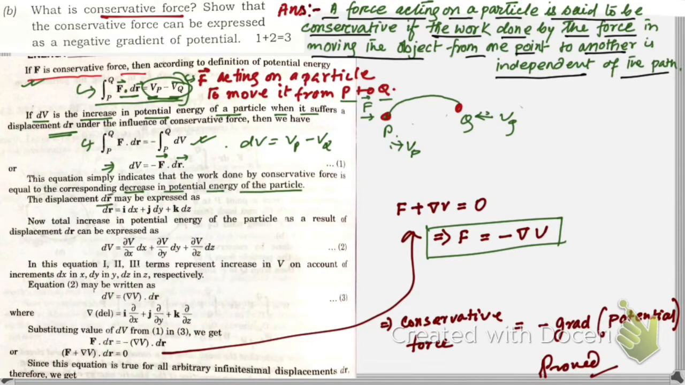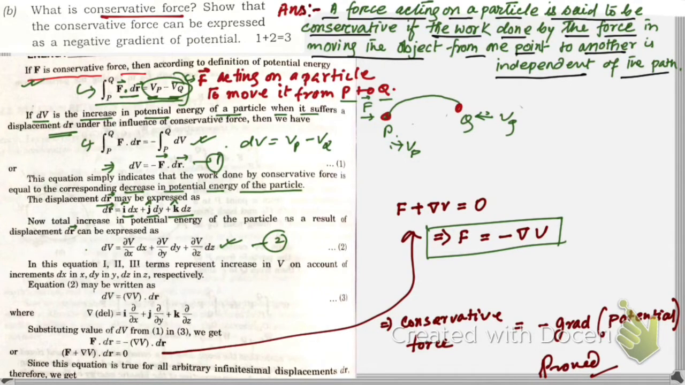And the displacement dr, as it is a vector, can be expressed as i cap dx, j cap dy, k cap dz. These are the unit vectors i cap, j cap and k cap, right? So now the total increase in potential energy of the particle as a result of displacement dr can be expressed as dV, which is equal to del v by del x dx, plus del v by del y dy, plus del v by del z dz. So this is, suppose, equation number 2, and this was equation number 1.